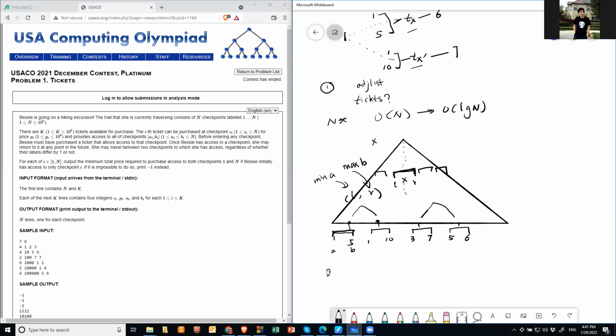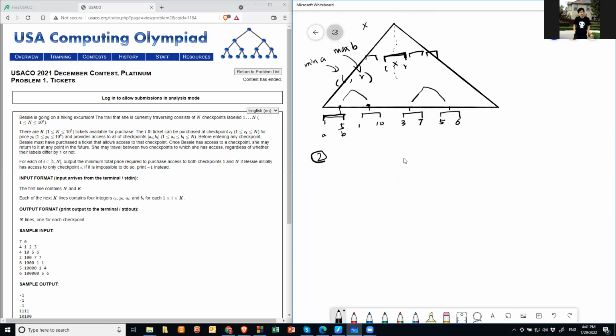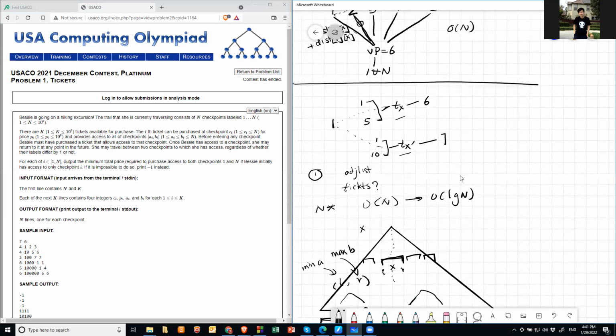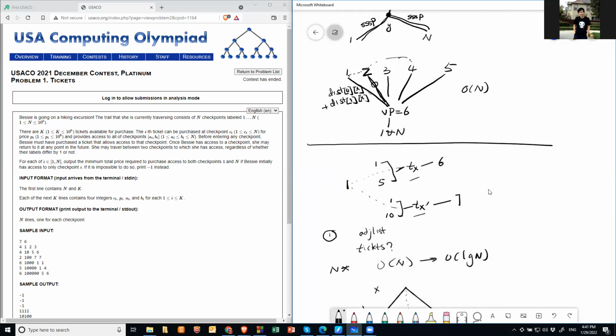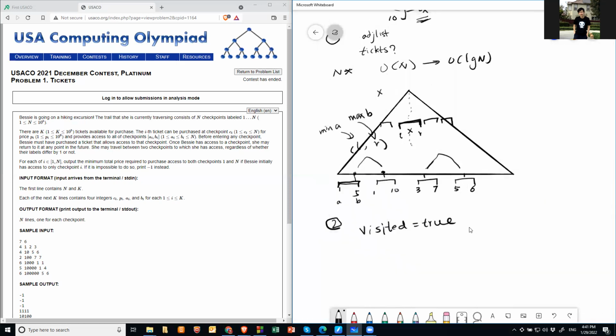Then the second thing we need to change in the Dijkstra is, right, we always use visited. If we visit a site, I always mark it as visited. In this case, we somehow need to mark the tickets as visited. How do we do that in the segment tree? We can do it this way. For example, we want to mark this ticket as visited, not to use it anymore.